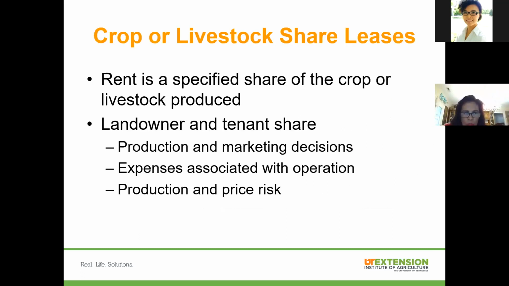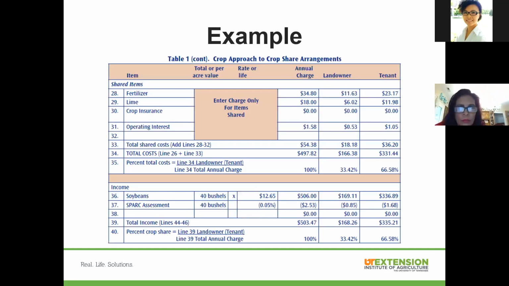Okay. And then we'll talk about crop or livestock share leases. Rent, we talked about last time, is a specific share of the crop or livestock produced. So one example using crop, because it's a very common method for row crop to utilize, is a share arrangement or share agreement.